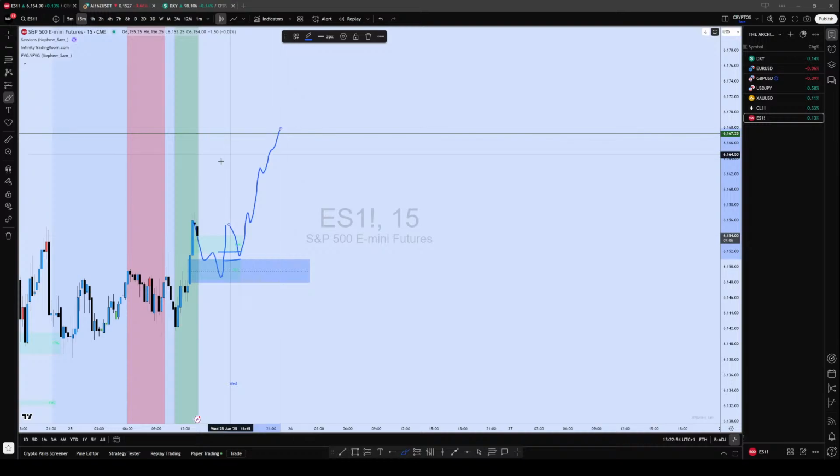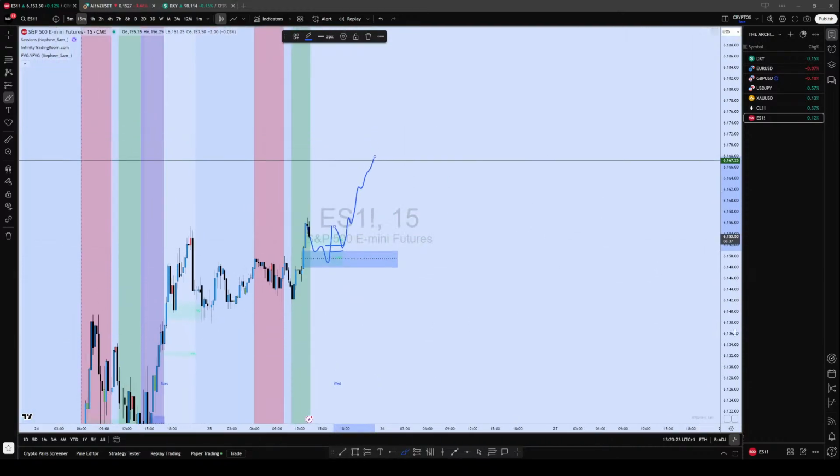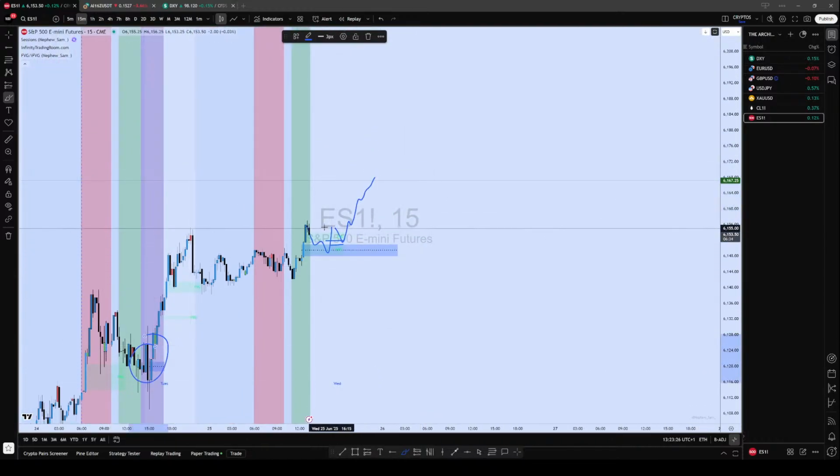So I want you to pay attention to this 6167.25. That is the current draw on liquidity. So you can start looking for reasons for price to reach for 6167 level during the New York session, and you can look for the same thing that happened here to happen there, and then you buy it to go for that level.